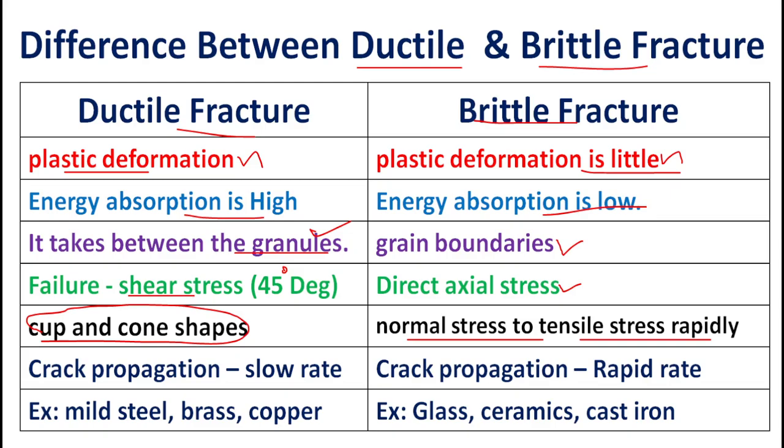In brittle fracture there is sudden breaking. In ductile fracture, crack propagation is at a very slow rate. In brittle fracture, crack propagation is at a rapid rate.